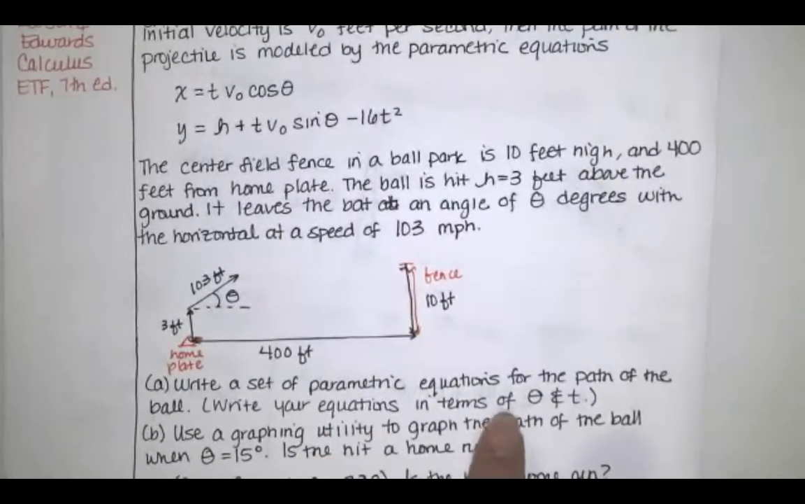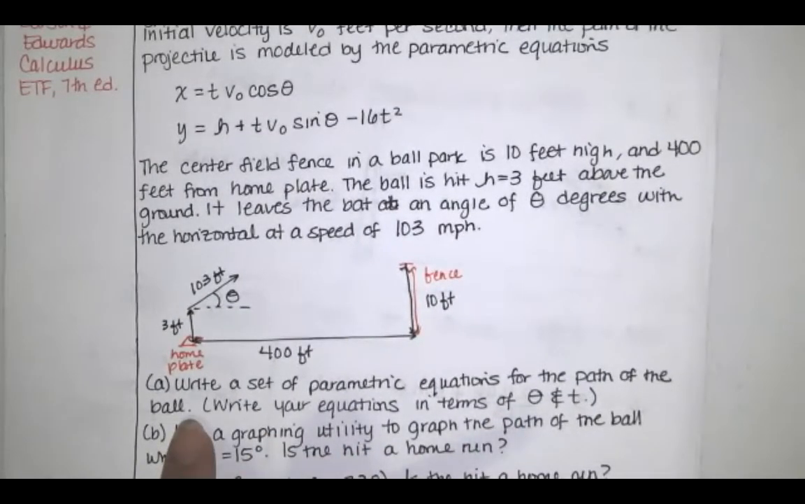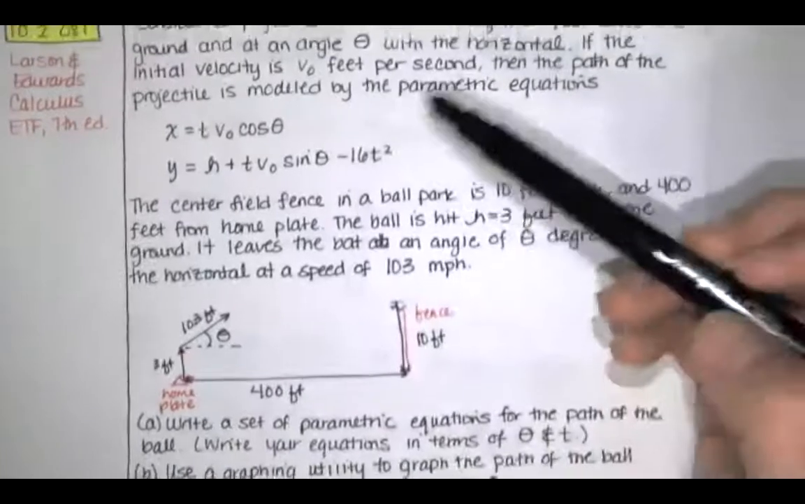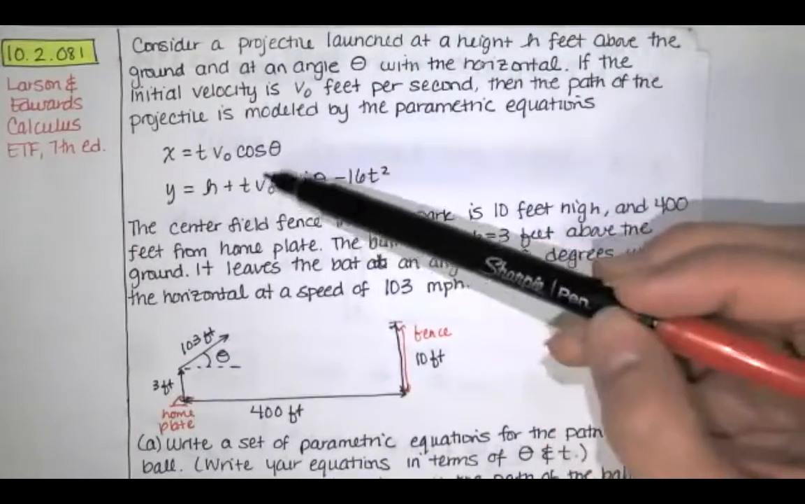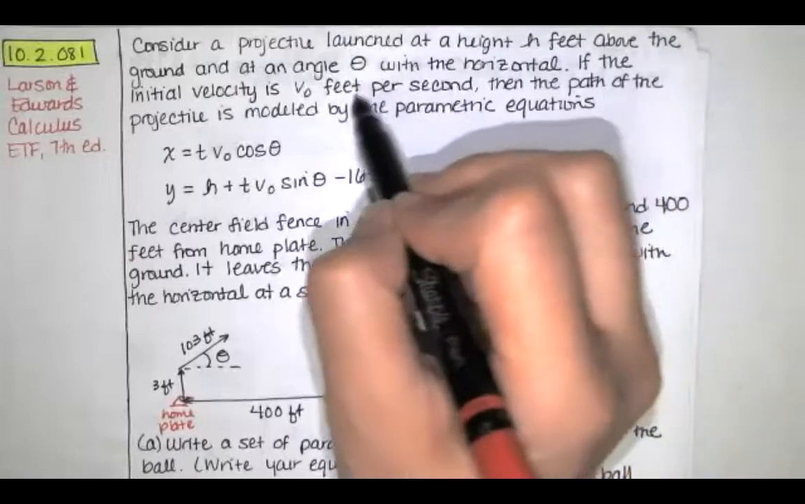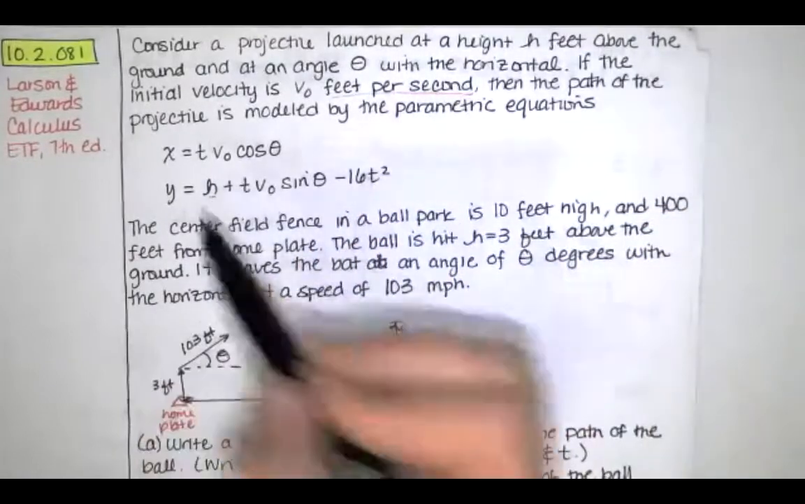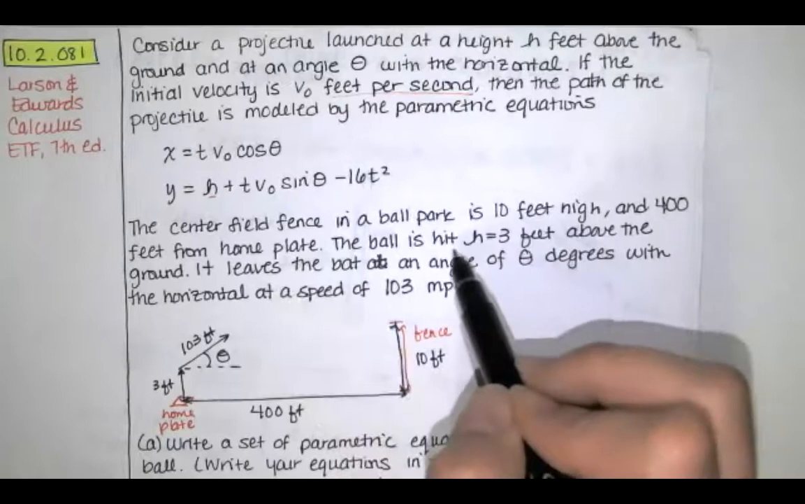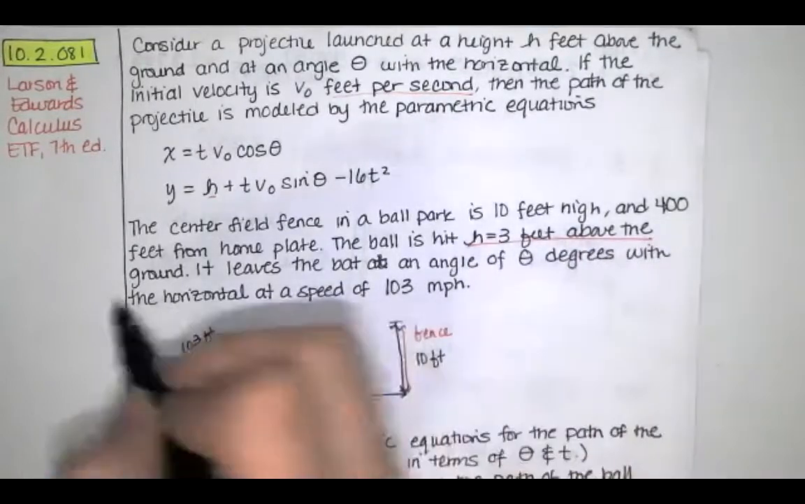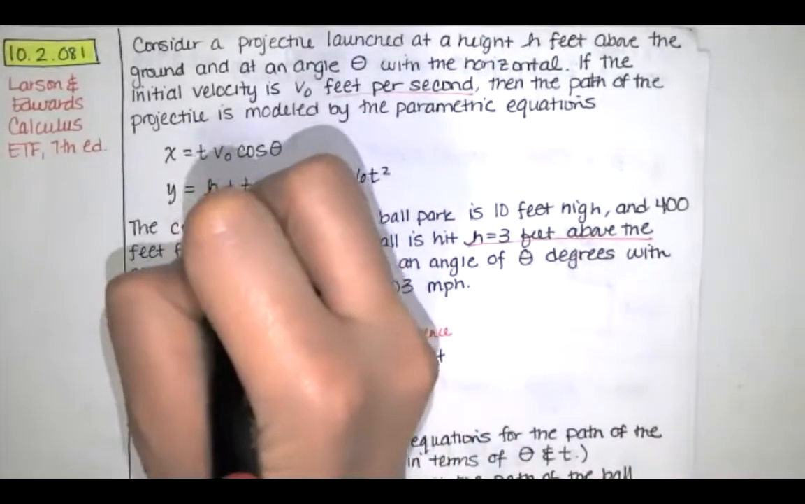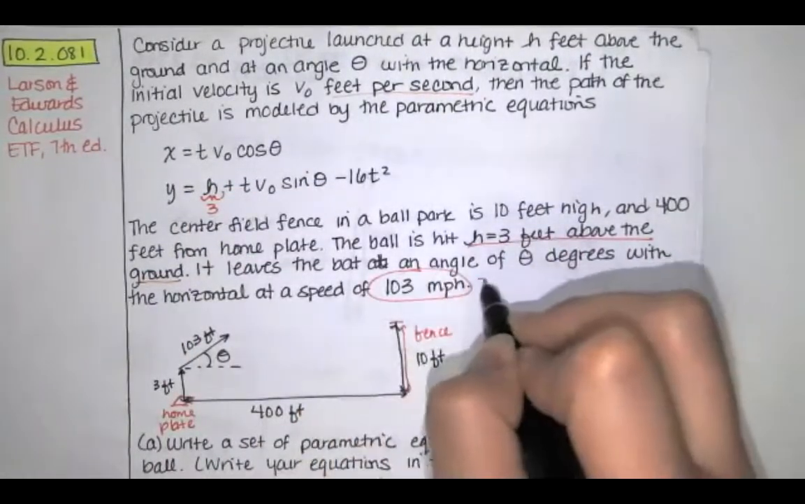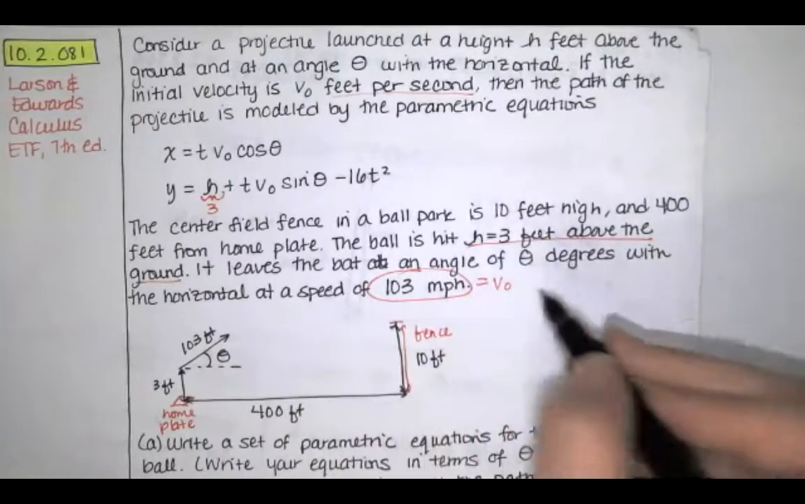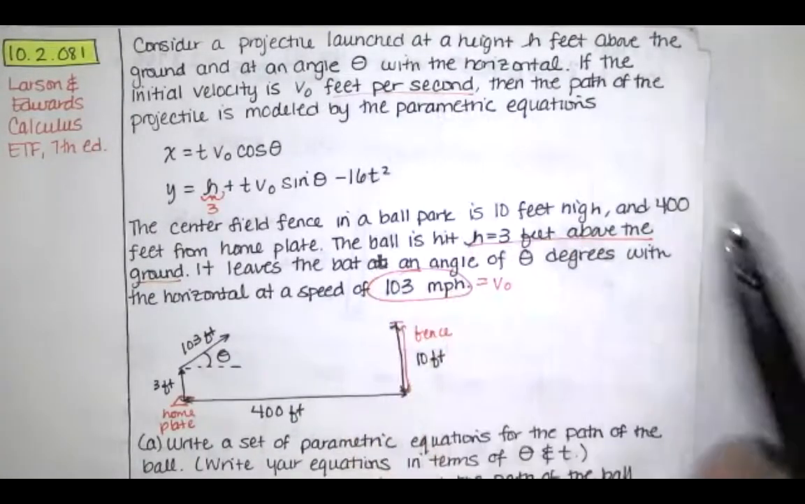First, we're asked to write a set of parametric equations for the path of the ball, and we want our equations in terms of both theta and t. So all we really have to do is substitute in the right value for v0, that's our initial speed in feet per second, and the value for h. Well, we were told that the ball is hit at h equals 3 feet above the ground. So this is initially 3. And then v0, that is this 103 miles per hour, but it has the wrong units.